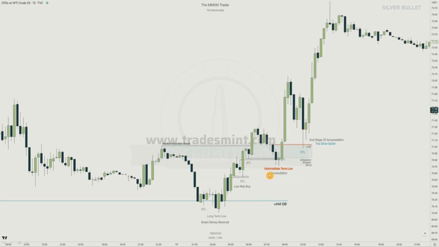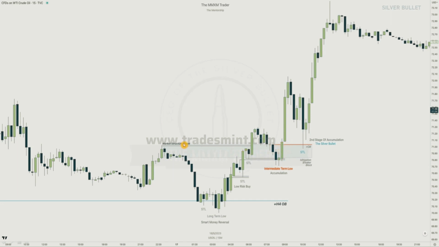Now marking out your PD arrays, right? Mitigation blocks, breaker blocks, and then premium and discount levels. We've got that bearish order block over here, which is being used to the buy side of the curve, right? So now it's a mitigation block or a breaker block because we took sell side liquidity down here. Is there a PD array formed inside this mitigation or breaker block? Yes, there is, right? Because we have that order block up here. And then a fair value gap combination also.